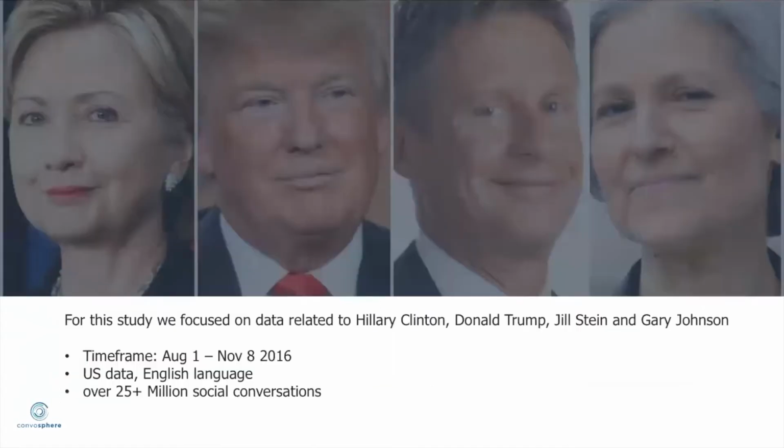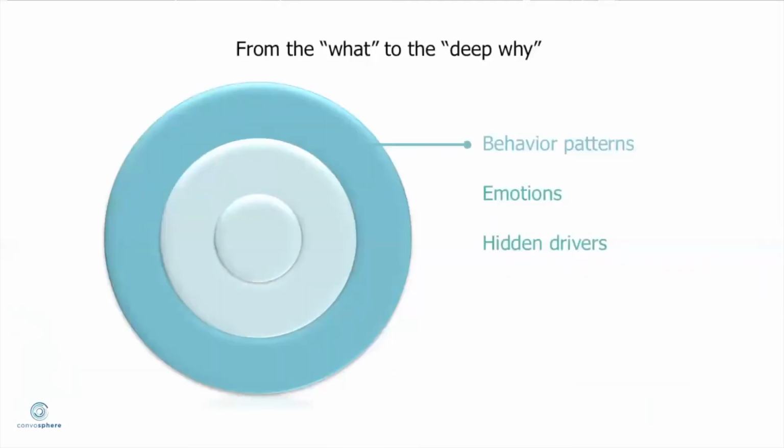Now, onto the findings. We set up searches to collect data for each of the candidates during the last 3 months before Election Day. It turns out there was massive engagement in the presidential race, and we ended up with over 25 million social conversations. With such a large amount of data, it was crucial to look for first indicators of emerging patterns. We took an approach where we went from the outer layers of what can be observed to the inner layers of what was driving these observable patterns. First, we wanted to see what the data shows and then what the data tells us.